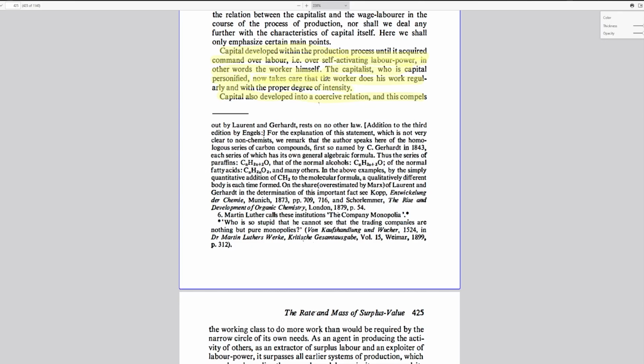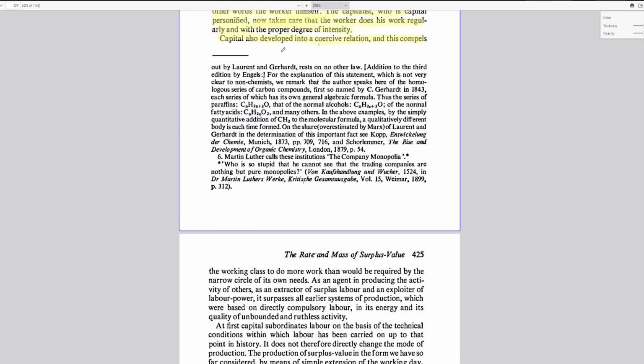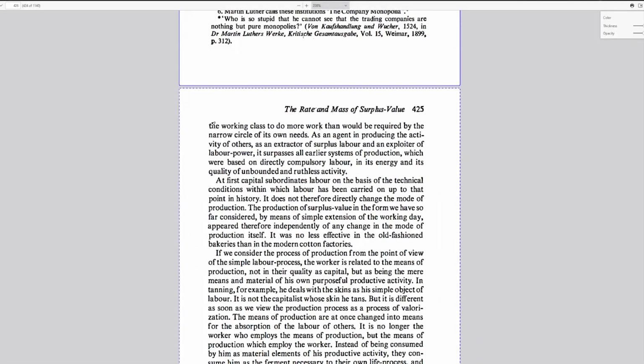So again, like I said, even though Marx is making it sound like the capitalist does this personally, it's rare that would be the case. He says capital also developed into a coercive relation. This compels the working class to do more work than would be required by the narrow circle of its needs. As an agent in producing the activity of others, as an extractor of surplus labor and an exploiter of labor power, it surpasses all earlier systems of production, which were based on directly compulsory labor, in its energy and quality of unbounded and ruthless activity.